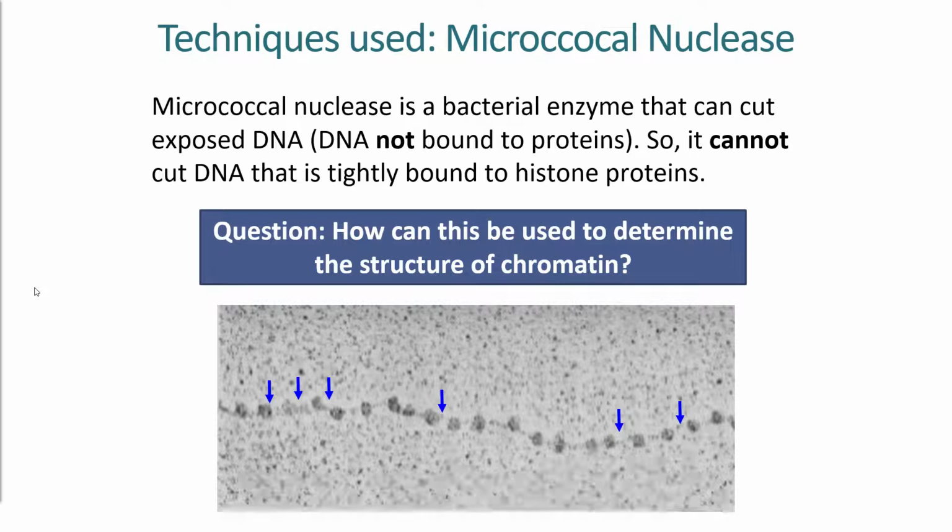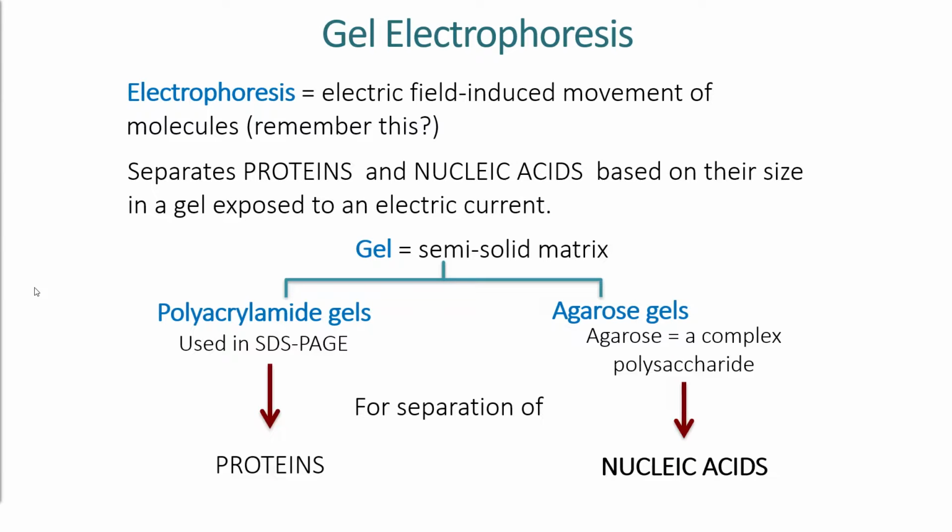Micrococcal nuclease is an enzyme that cuts exposed DNA. And so therefore it can be used to determine what DNA is tightly bound to proteins and thus protected from cutting by the nuclease. An important concept with this technique is that with a long enough exposure to the micrococcal nuclease, all exposed DNA will be destroyed. I want to include this as an important distinction.